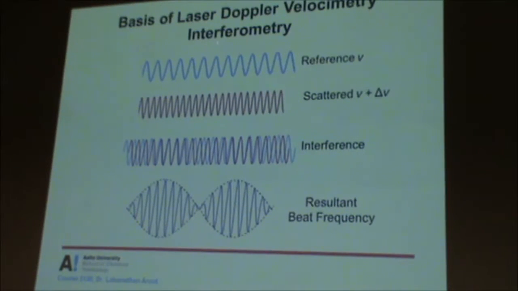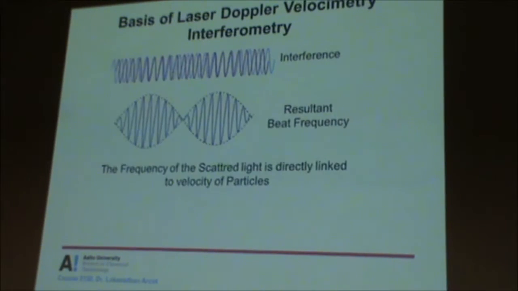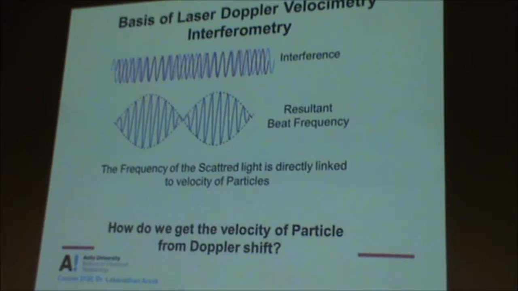Now we make them interfere with each other. Depending on how much they have shifted with respect to each other, they will undergo interference. The resultant pattern is called the beat frequency, and the frequency of this beat is directly proportional to how much these two differ from each other. Based on the phase difference between the beat frequency and the reference wave frequency, you can tell whether it's a positive Doppler shift or a negative Doppler shift. The frequency of scattered light is directly linked to the velocity of the particle.